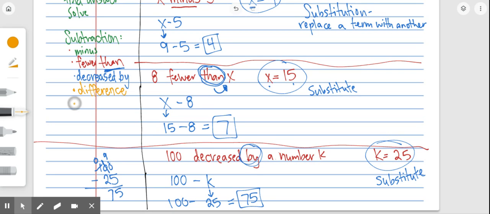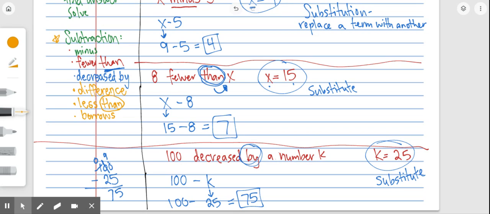Okay, so maybe the word less or less than. Maybe if somebody borrows something. Because if somebody borrows, they're taking it away from you, right? Okay, so think some more about what other words might mean subtraction.